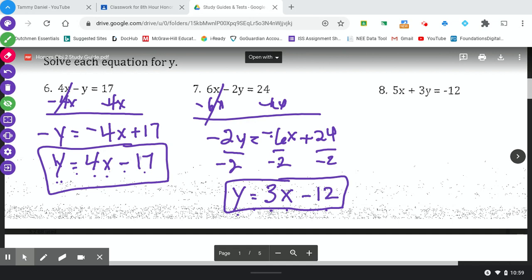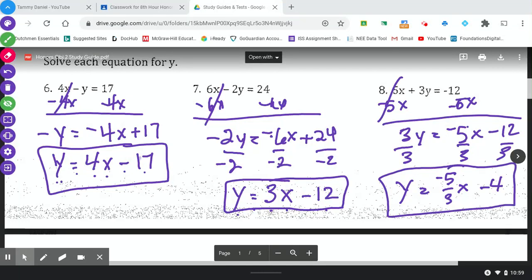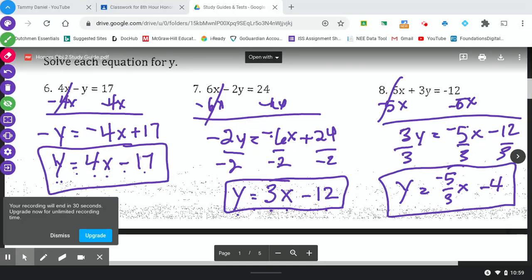All right. And lastly, on this one, we would subtract 5x, and that leaves us with this eliminated, and 3y equals -5x minus 12. Divide everything by 3. And so y is by itself here. We have y equals -5/3 x minus 4. Okay, and again, all they're looking for on these three problems is to get y by itself so that you have it in y equals mx plus b form.